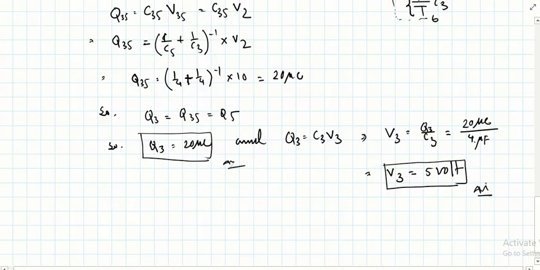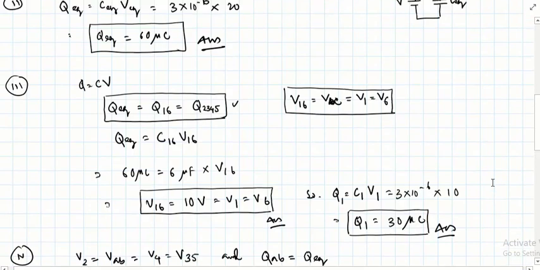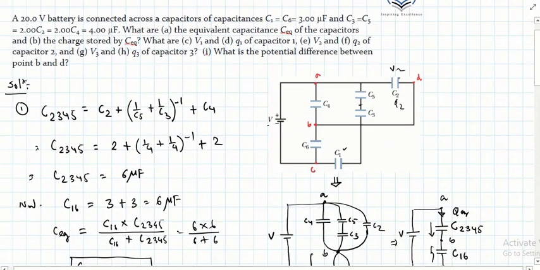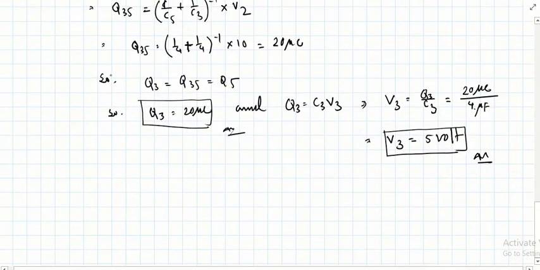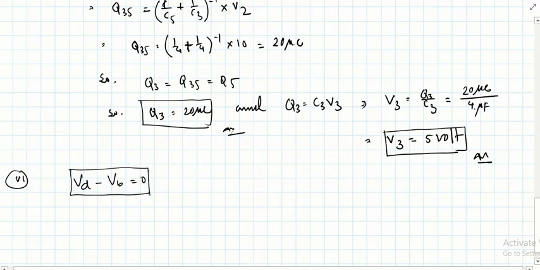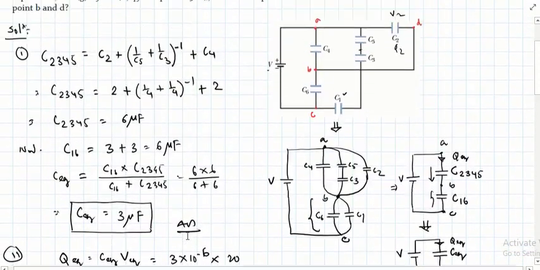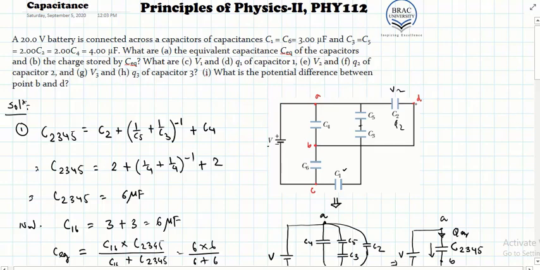Fine. Now the last one, they ask what is the potential difference between the two points D and B. Can anyone say? Definitely it is going to be 0. The potential between D and B must be 0 because they are on the same point. If you closely observe, I can connect that point over here, and this is actually the same point. There is no potential drop between these two points.